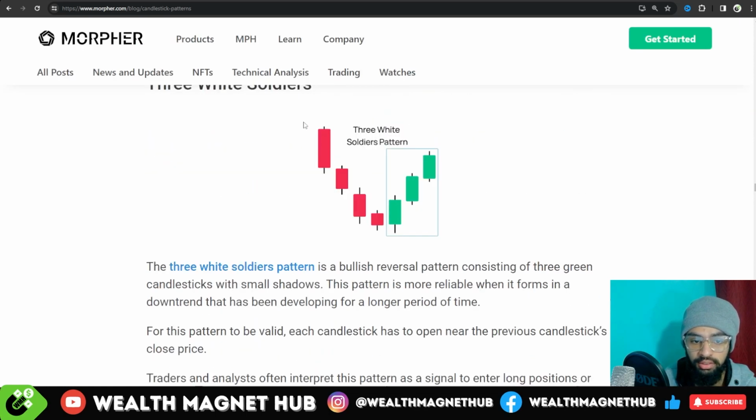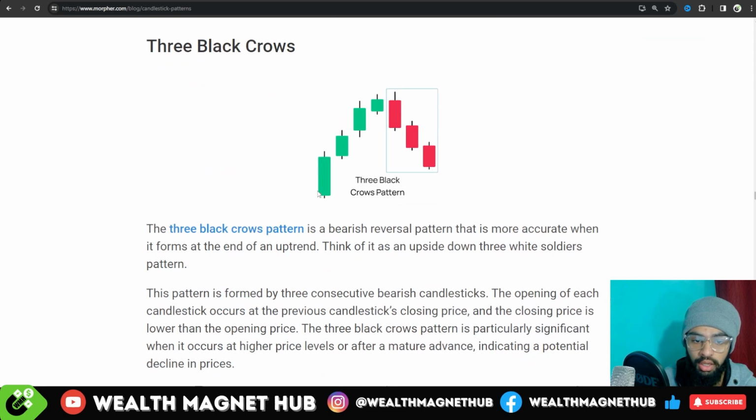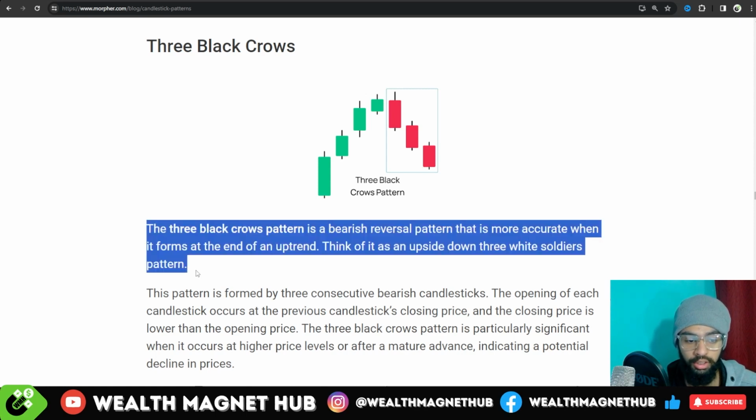If you look, this was a downtrend, and now we have an uptrend, 3 green candles in an uptrend. And this was an uptrend, now 3 red candles in a downtrend. So basically this is a bearish reversal pattern. Okay, let's read this part.